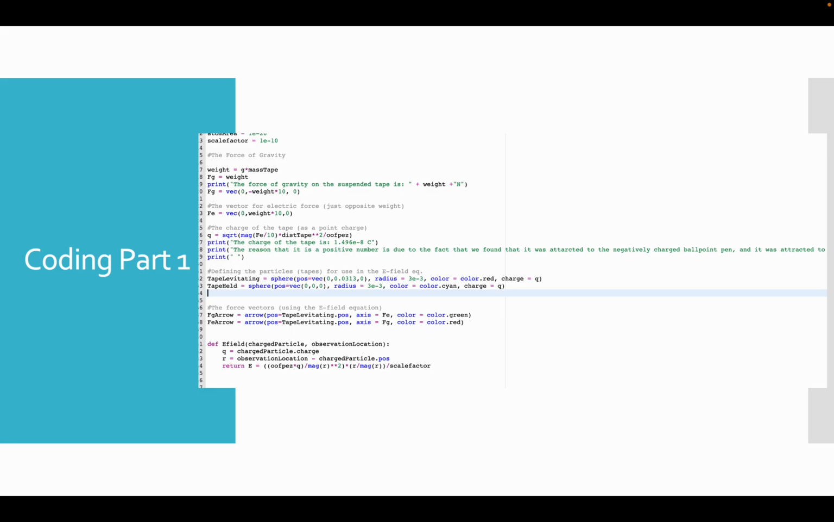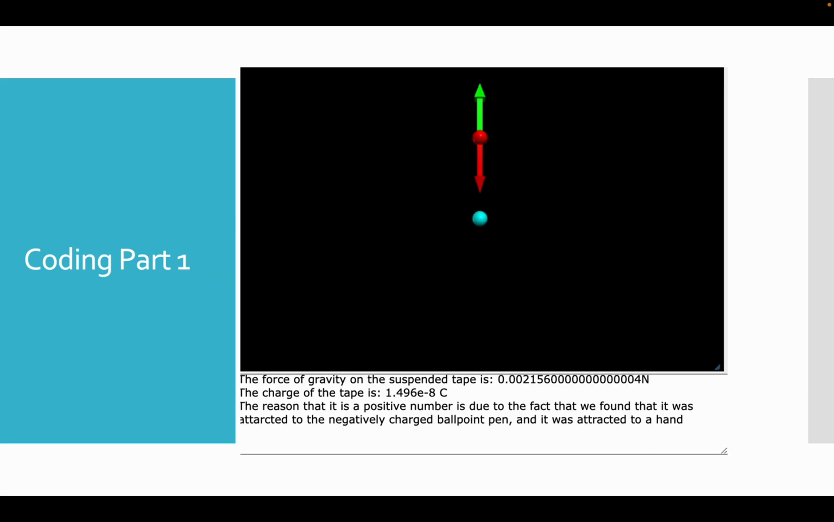And so for our coding part 1, here's what I did. There's not much to speak about in terms of this one because it's very similar to experiment 0. And we can see that my diagram depicts the red arrow, which is the force of gravity, green arrow, the electric force because of the repulsion of the like charges, and the charge of the tape was found to be 1.50 e to the negative 8 coulombs.